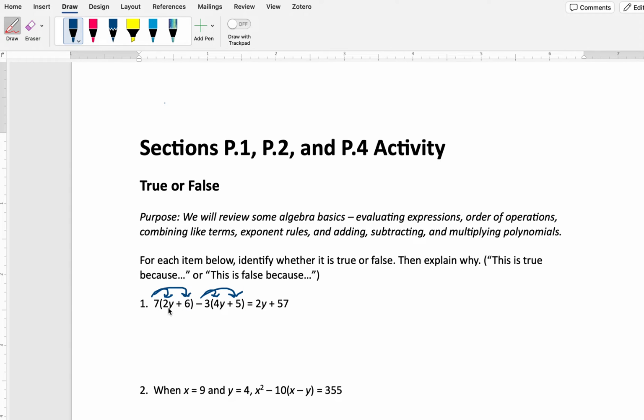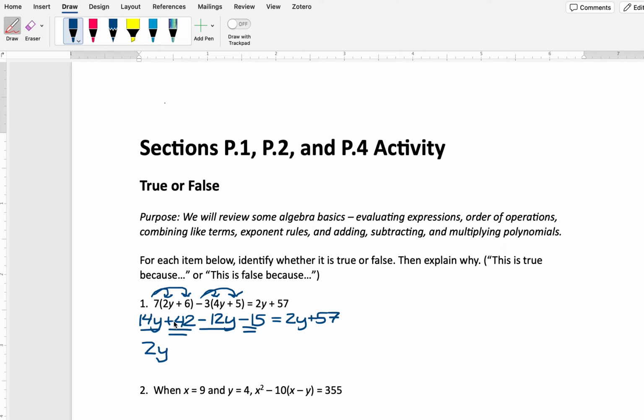So when we do that, we're going to get 14y, and then 7 times 6 is 42. And when we distribute the minus 3, we get minus 12y, and negative 3 times positive 5 is going to be minus 15. So does that equal 2y plus 57? Well, I can see that if I combine the y's, I have 14y's minus 12y's, and so that's a total of 2y's. Then if I combine the numbers that are not y's, or the constants, we have plus 42 minus 15.